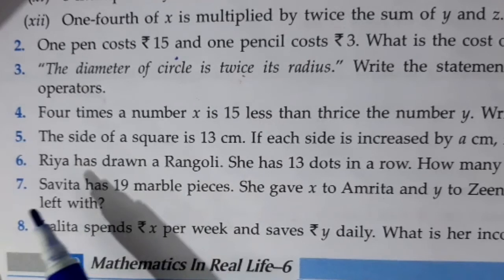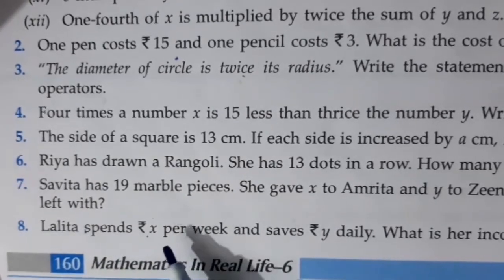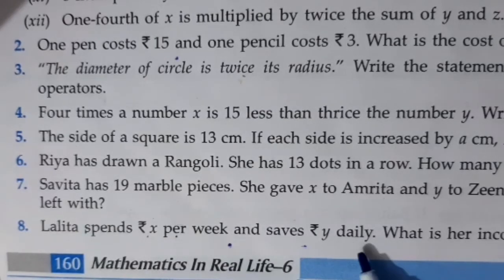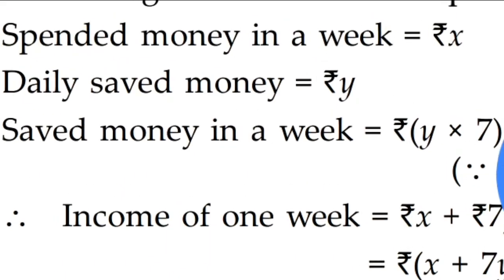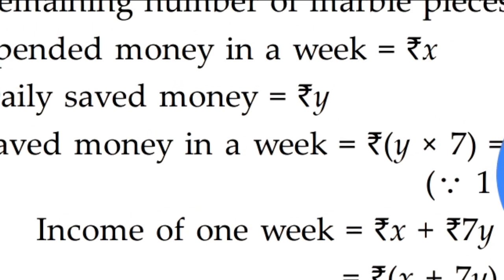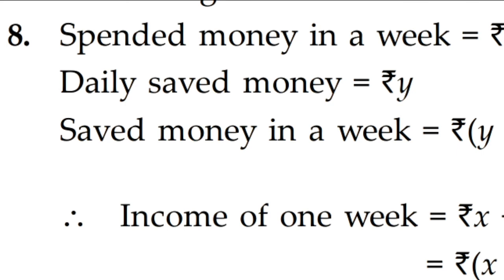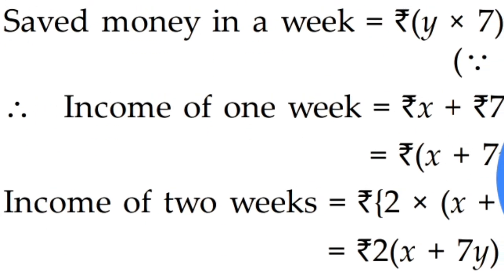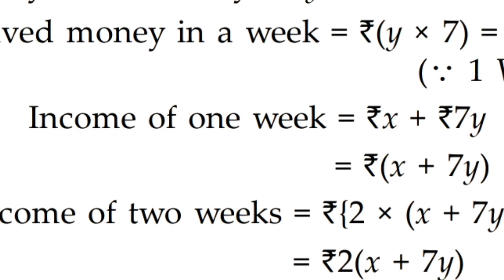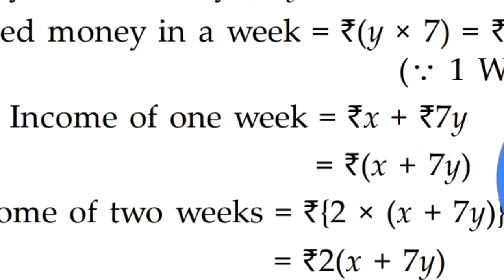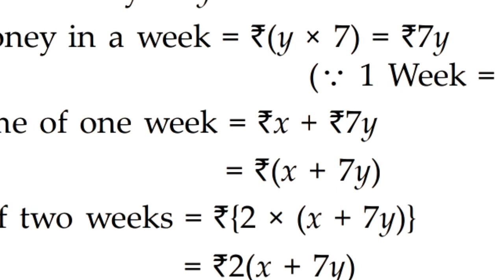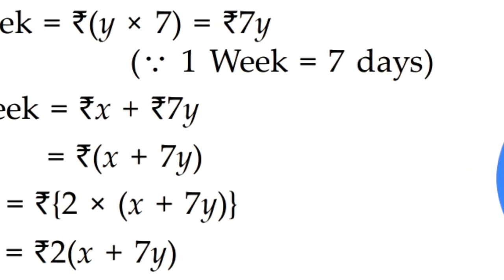Now let us do question number 8. Lalita spends rupees X per week and saves rupees Y daily. What is her income of 2 weeks? See students, here in this question number 8, money spent in a week is rupees X. Means she is spending rupees X in a week, and money saved daily is rupees Y. It means on one day she is saving rupees Y. So saved money in a week will be Y into 7, that is rupees 7Y. Why? Because 1 week is equal to 7 days.